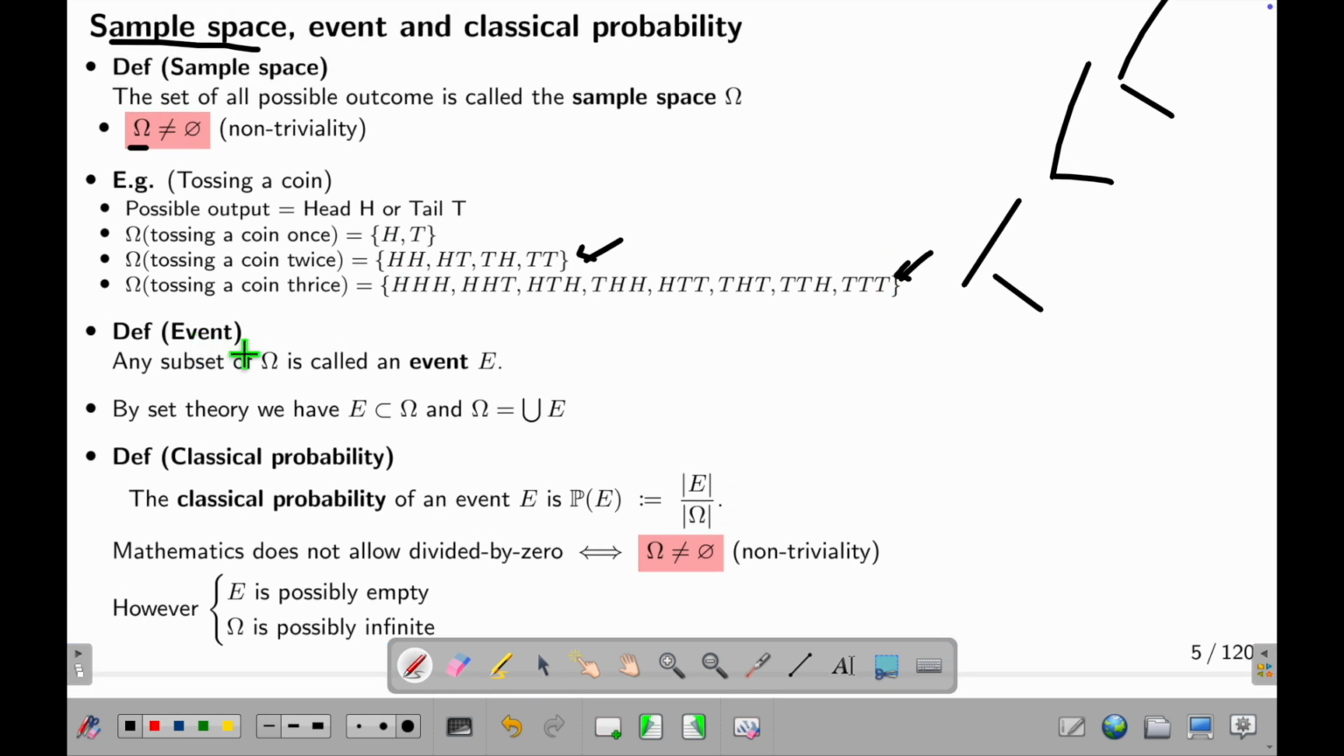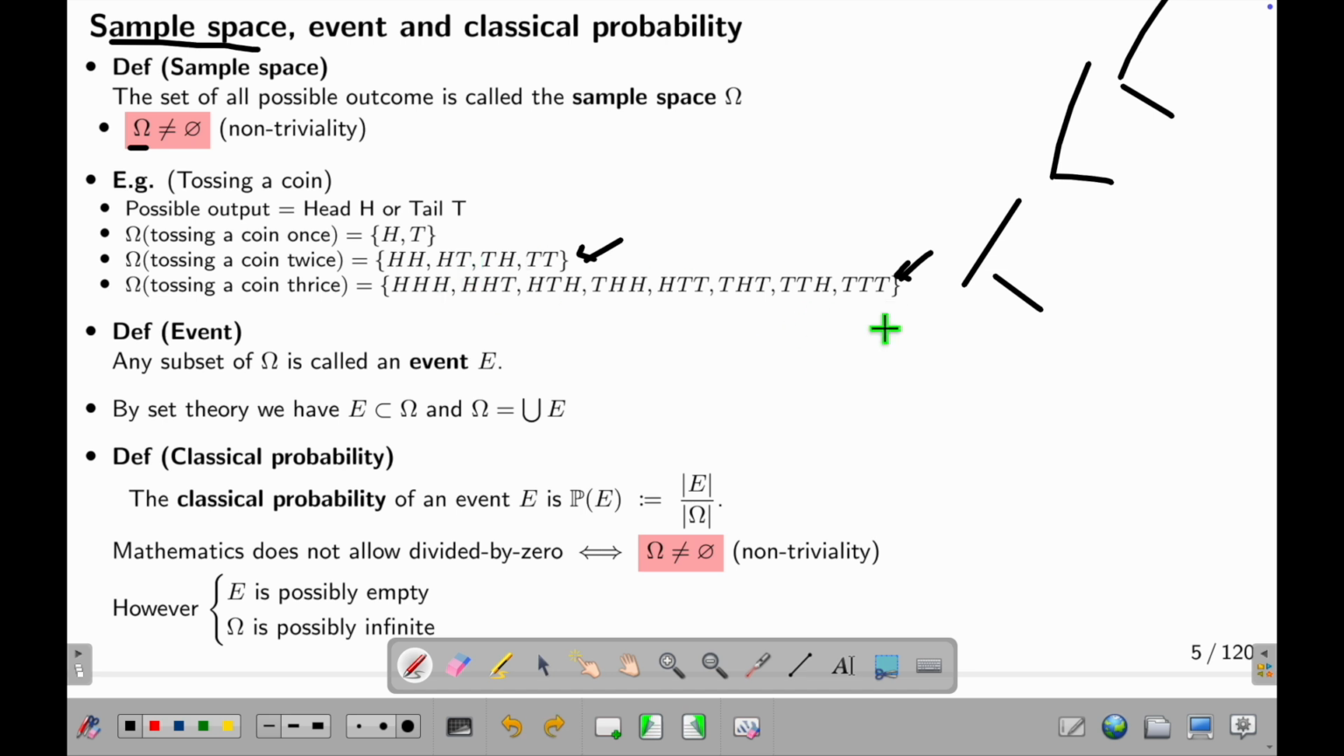And then what is an event? Event is something we care about. For example, I want 3 heads, then this is an event. If I said I want 3 heads or 3 tails, that means the event is these 2 together. Important, I'm saying a subset is an event. So if my event is 3 heads or 3 tails, then these 2 together is an event, and this is a subset of this big set.